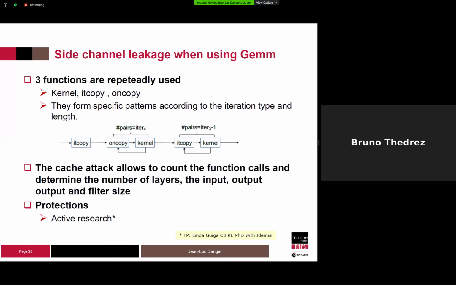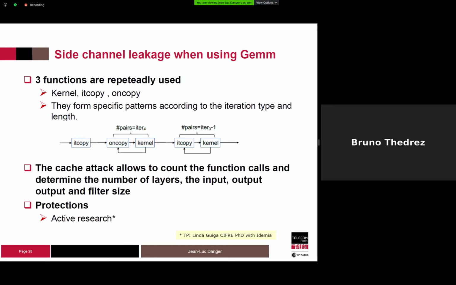And they form specific patterns in time according to the iteration type and the length of iteration. But by using the cache timing attack, you can clearly see these functions and count the number of calls. You can consequently determine the number of layers, the input and the output, and the filter size. So it's a very efficient side channel attack against machine learning implementations, and CNN implementations in particular. But fortunately, there is a lot of research to protect against this kind of attack on machine learning algorithms.